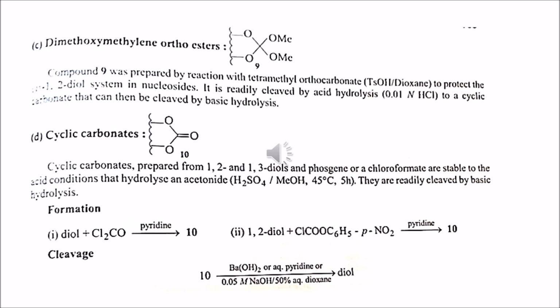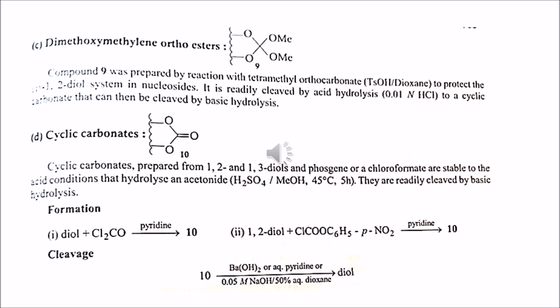Dimethoxymethylene orthoester was prepared by reaction with tetramethyl orthocarbonate in the presence of TsOH in dioxane to protect the cis 1,2-diol system in nucleosides. It is readily cleaved by acid hydrolysis using 0.01 normal HCl to a cyclic carbonate that can then be cleaved by basic hydrolysis. Another example of cyclic carbonates is given over here.